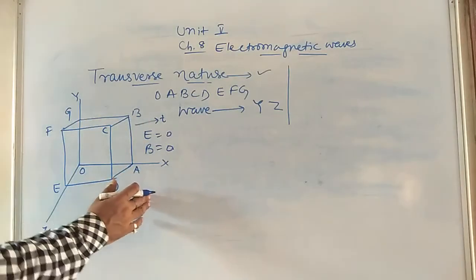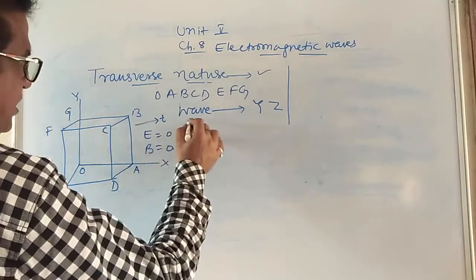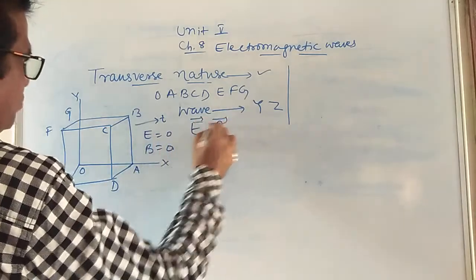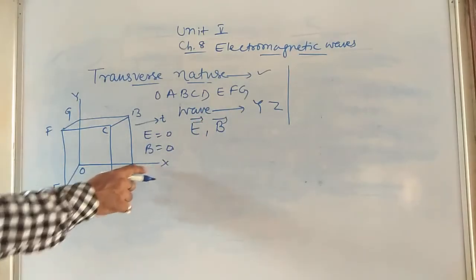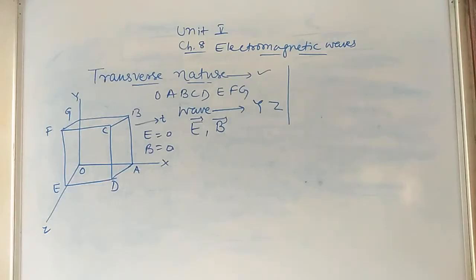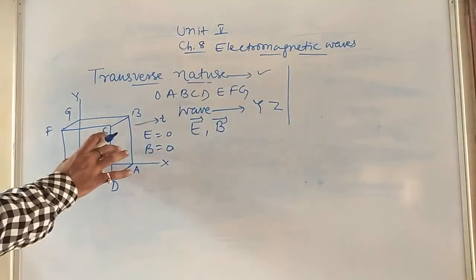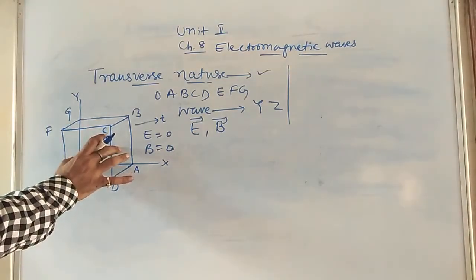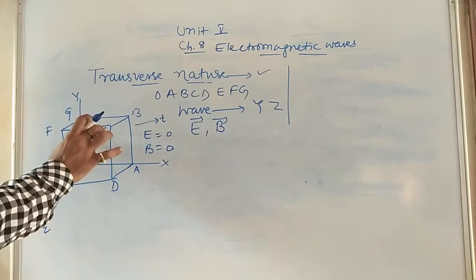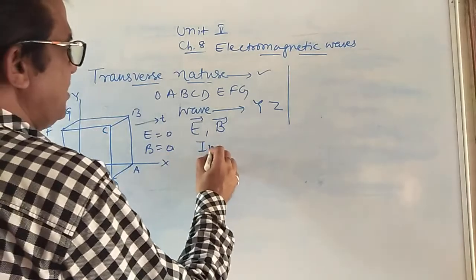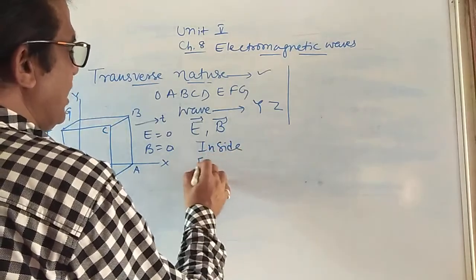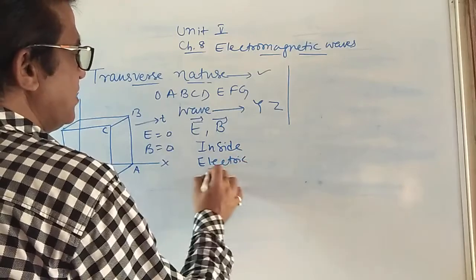Here I am considering that the electric field vector E and B both are perpendicular to the direction of wave propagation. X is the direction of wave propagation. Is it clear? Yes, sir. Now, if the parallelepiped does not enclose any charge, inside there is no charge, then the total electric flux across it must be 0.